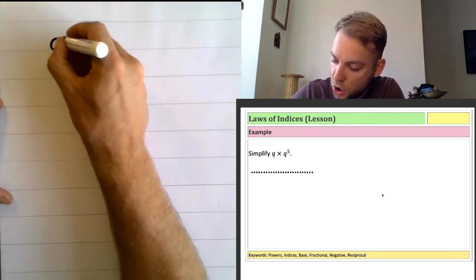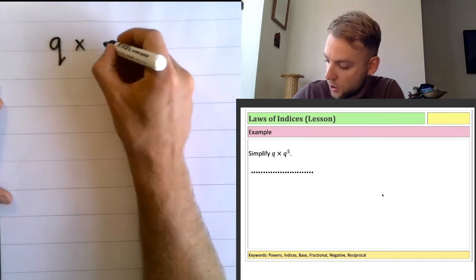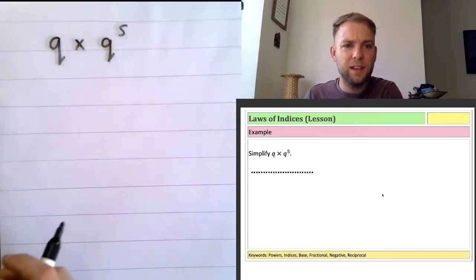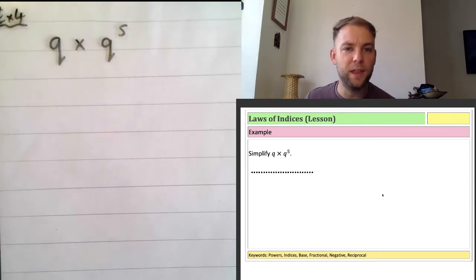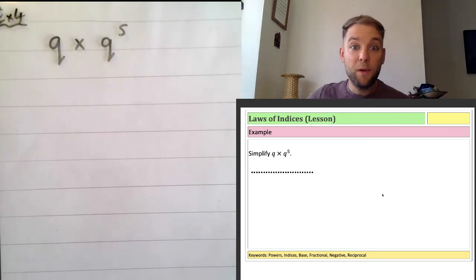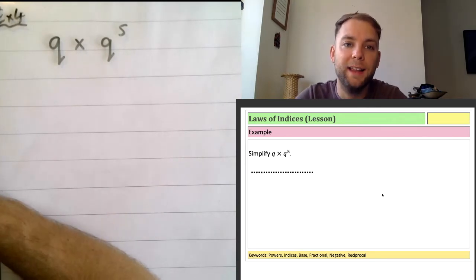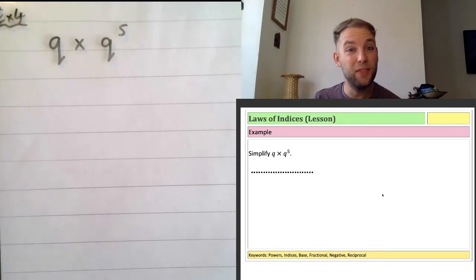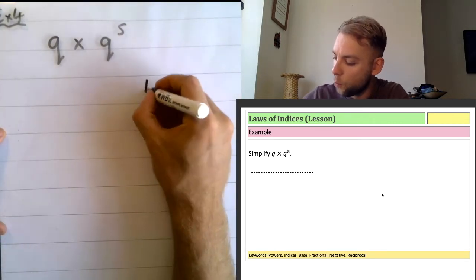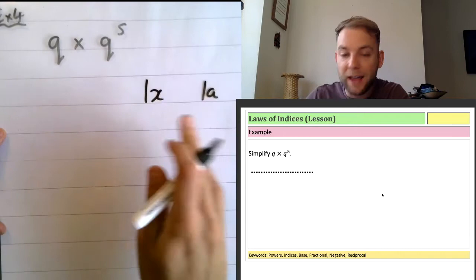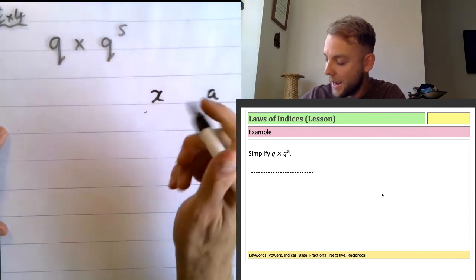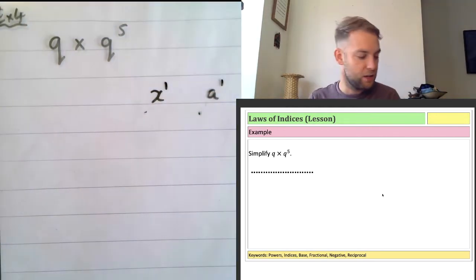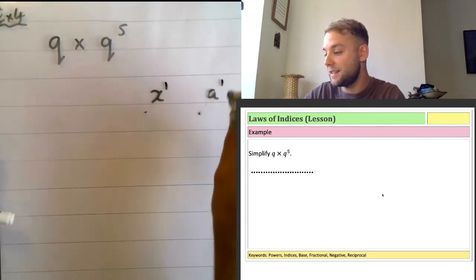So this one here says q times by q to the power of 5. Now you might think to yourself, this one here is example 4. Well, there's no power on that first one. Now, there is a power on it, it's just that we don't always write it. You might think that it's 0, but actually the power on that one is 1. It's a little bit like when you have 1x or 1a. We don't write the 1 in front of it. We'd only just write x, and we'd only write a. And it's exactly the same with powers like that. So this is x to the power of 1 and a to the power of 1.